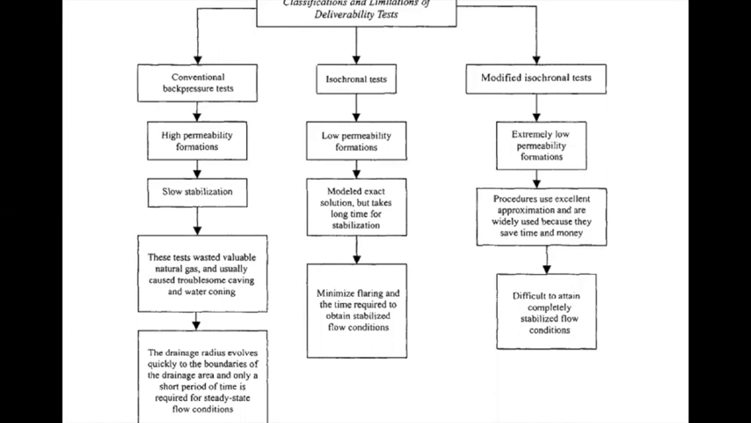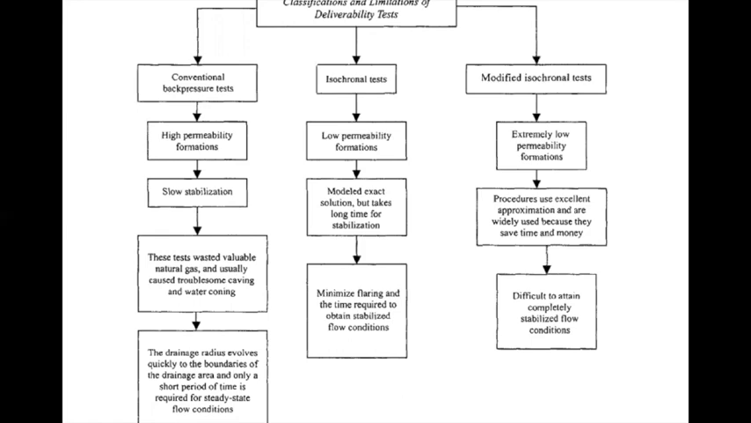Then its modification is the isochronal test, which is for low permeability formation. Now this is done because you want your pressure to stabilize, and in case of low permeability formation, the pressure is not going to stabilize very soon, so you cannot use the flow after flow test.